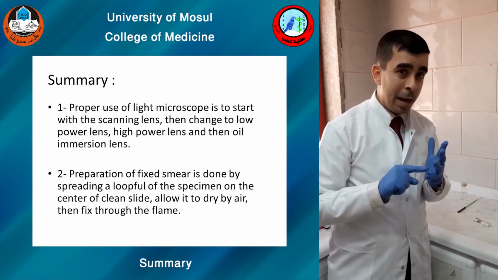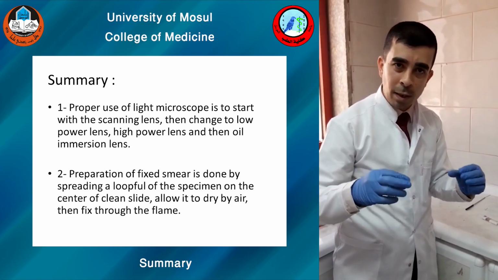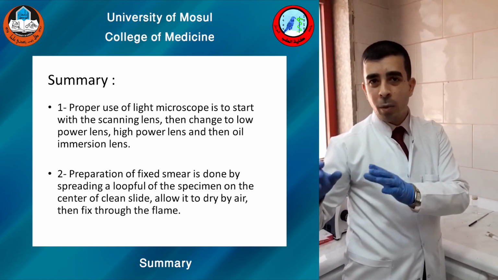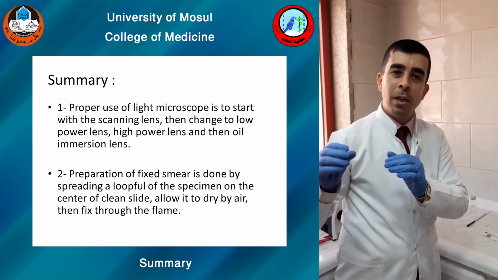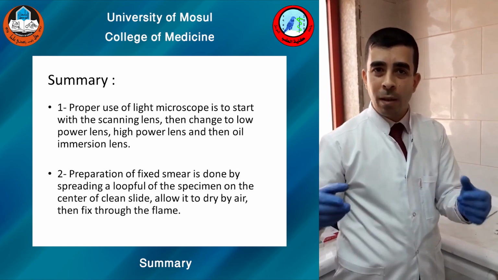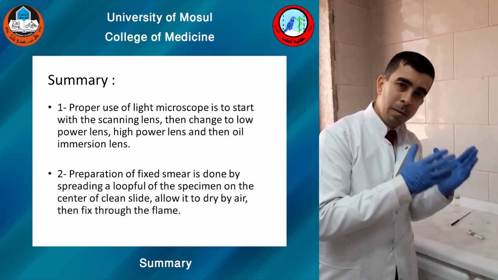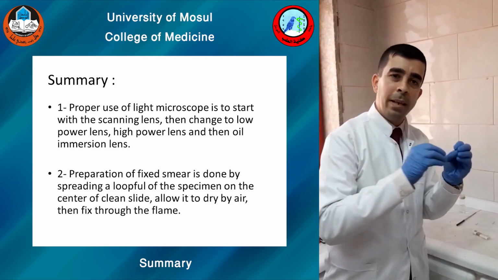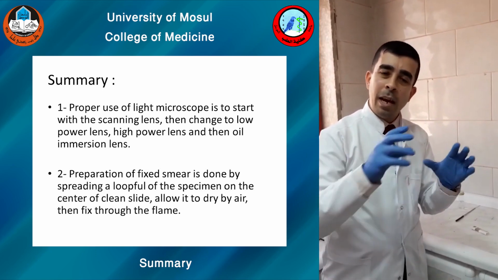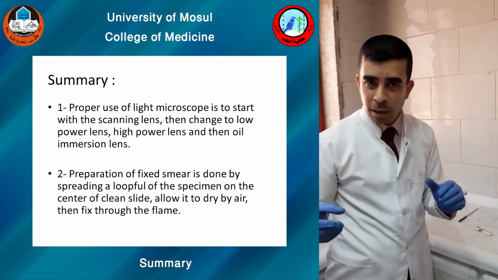Briefly, you learned how to use the microscope, starting from the scanning lens to the low power lens using the coarse adjustment, then to the high power lens using the fine adjustment, and then switch to halfway between the high power and oil immersion lens, place a drop of oil and bring the oil immersion lens to the drop and use the fine adjustment knob. The second part was about preparation of fixed smear from fluid material. We place a specimen in the center of the slide, spread it, allow it to dry by air, first without heating. After complete drying, we make a fixation.